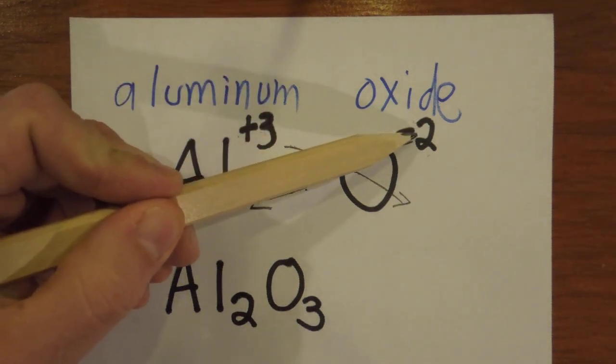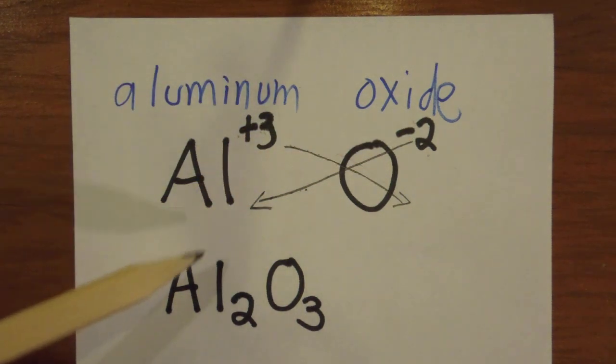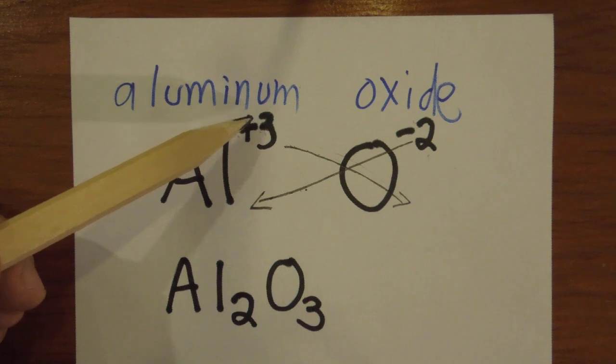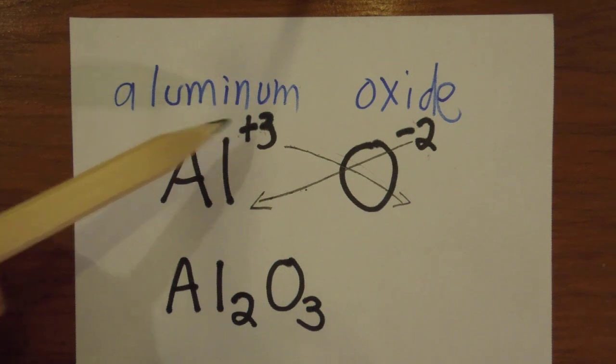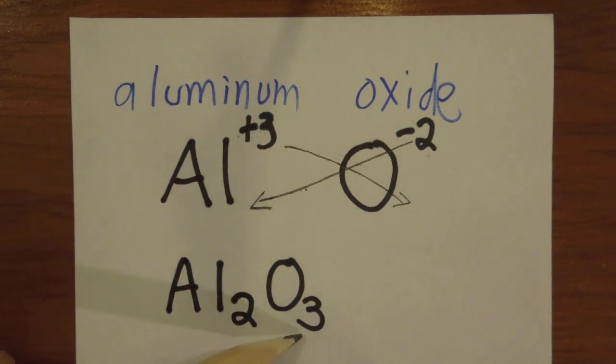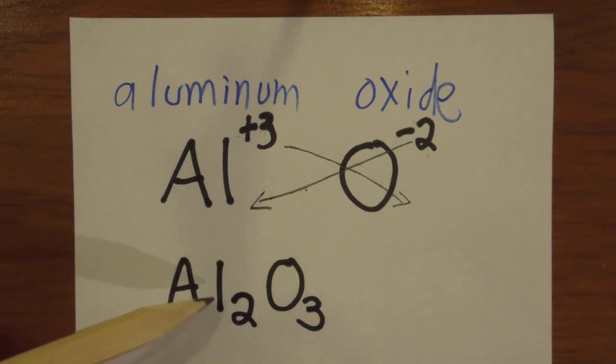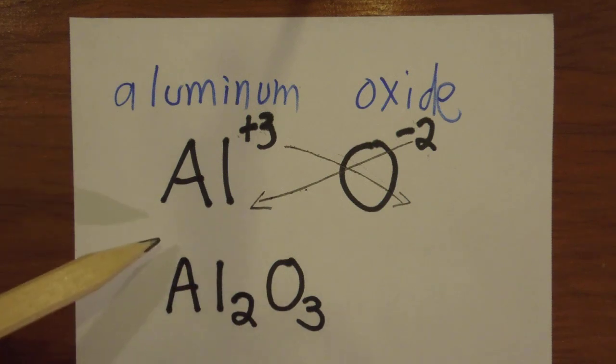This -2 began as the charge on oxygen, but ends up telling you how many aluminum ions are in this compound. And this +3 starts off as the charge on the aluminum ion, but becomes the subscript of 3, telling you that there are 3 oxygens in this compound. So this compound, or one formula unit of it, is made of 2 aluminum ions and 3 oxygen ions, and there's the formula for aluminum oxide, Al2O3.